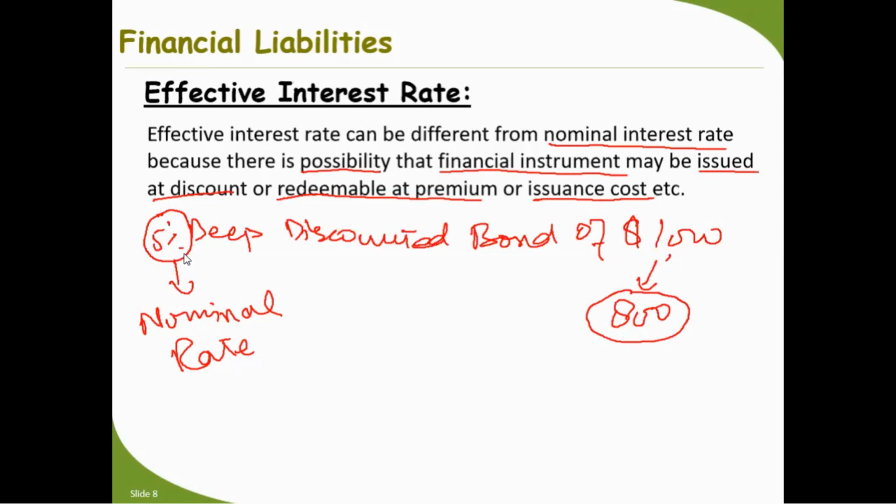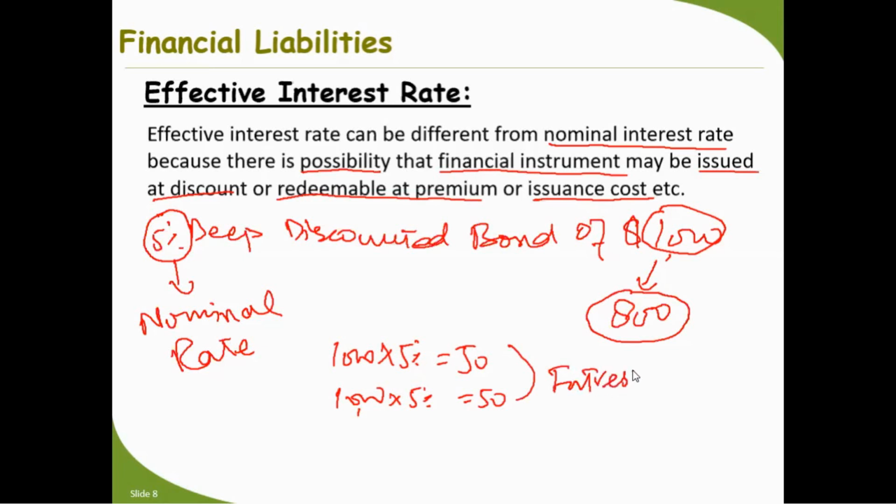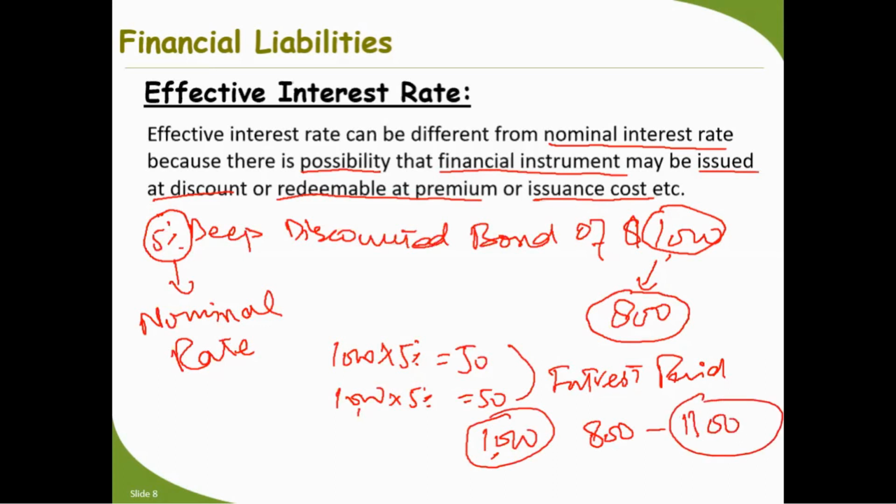Now, normally you will pay the interest on this percent, but when you redeem, it will be redeemed at 1,000. Let's assume it's a 2 year bond. So, at the end of year 1, you will pay 1,000 times 5% is equal to 50. At the end of year 2, 1,000 times 5%, again 50. Now this 50 is interest paid, but the actual cost is different because you are supposed to redeem at 1,000. It means you got 800 and you paid them 1,100. There is a possibility that the effective interest rate would be different from the nominal rate.